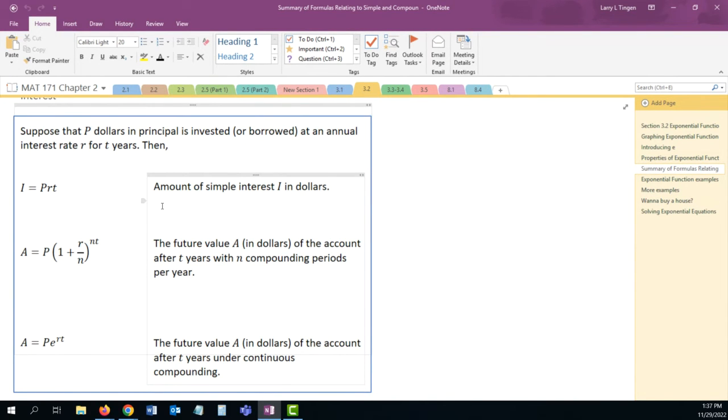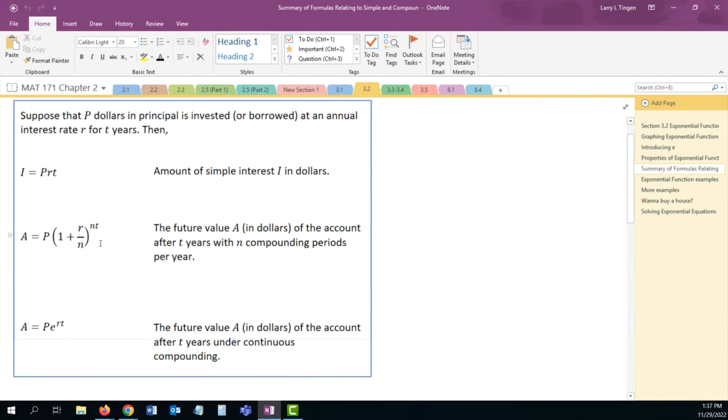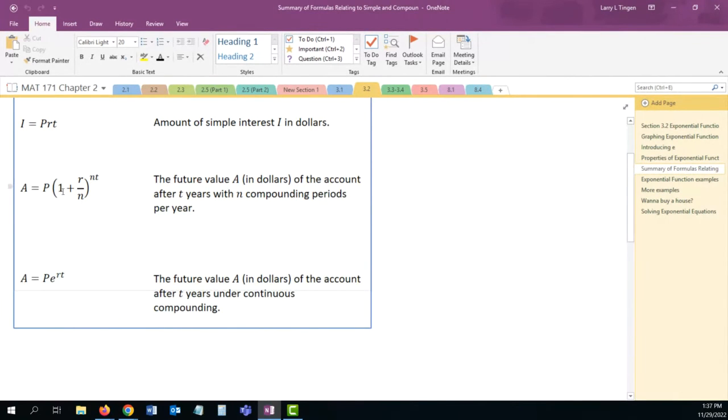Future value of an account would be A, where A is the future value, P is principal, R is the rate, N is the number of compounding periods per year, and T is the number of years. That works if you're going to compound; typically a bank account would compound monthly. What about if I did it daily or hourly? The more I compound, the better the future value gets. But if you squint and look really close, you can see 1 plus 1 over n to the n in there. That's what we're talking about.